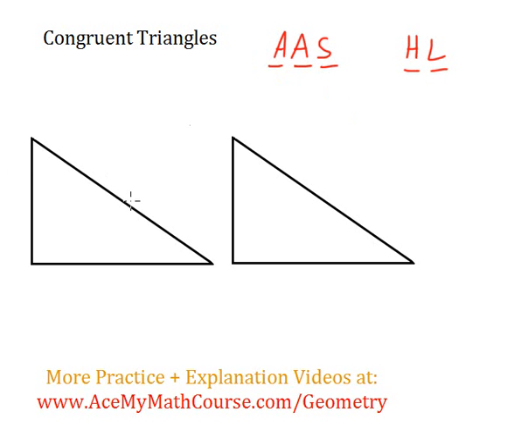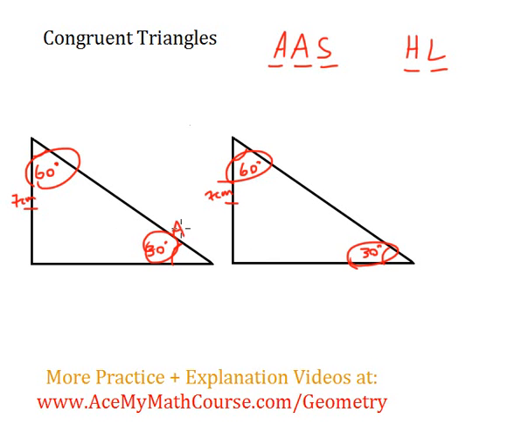So let's say that I know that this angle right here measures, say, 60 degrees. And so does this one. Let's say also that this angle right here measures 30 degrees. And this one as well. Okay? So we know these are the same, those are the same. And we also know that these two sides are the same. Let's say that these measure 7 centimeters each.